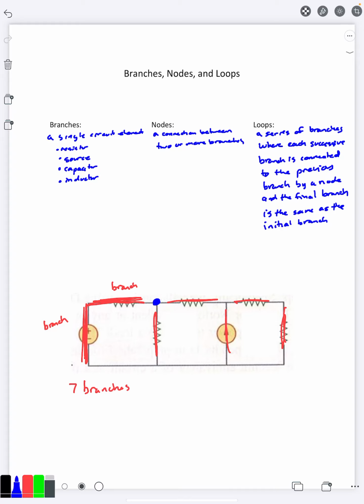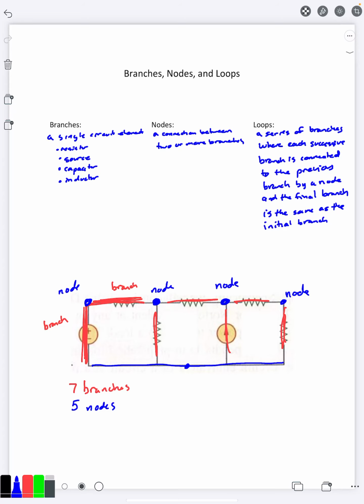So we've got a node that we already said here. This is a node. We've got another node between these two elements. I've got a node between these three here, a node here, and then all these here are connected together on the bottom. That's also a node. So we have 1, 2, 3, 4, 5 nodes.